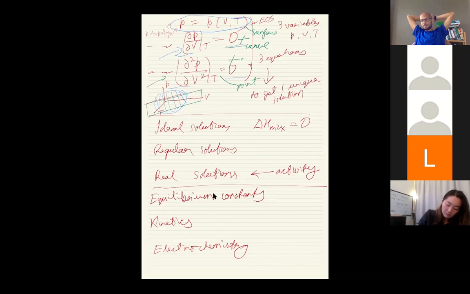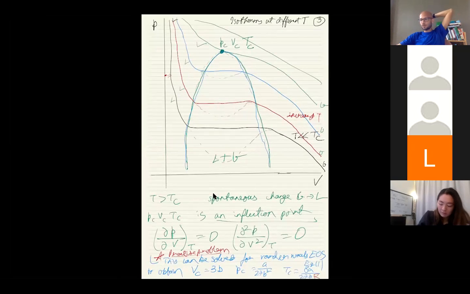Because we have this critical point, but anything beyond it, I would imagine, would still be undifferentiable. This is just one boring curve, like the straight-looking line that I drew. You can't tell the difference. That's the thing about the supercritical fluid. You can't tell the difference. It's all just one boring curve.